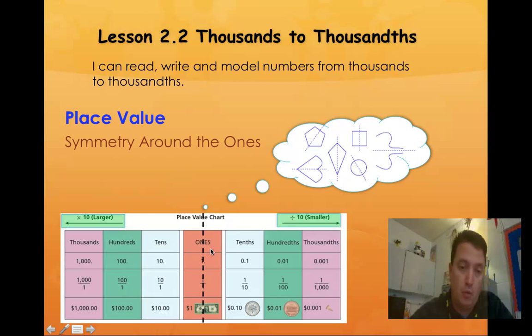So if I divide a $1 bill into 10 equal parts, that becomes dimes. If I divide a dime into 10 equal parts, that becomes pennies, and so on. Tenth of a penny, we talked about that last time, okay?